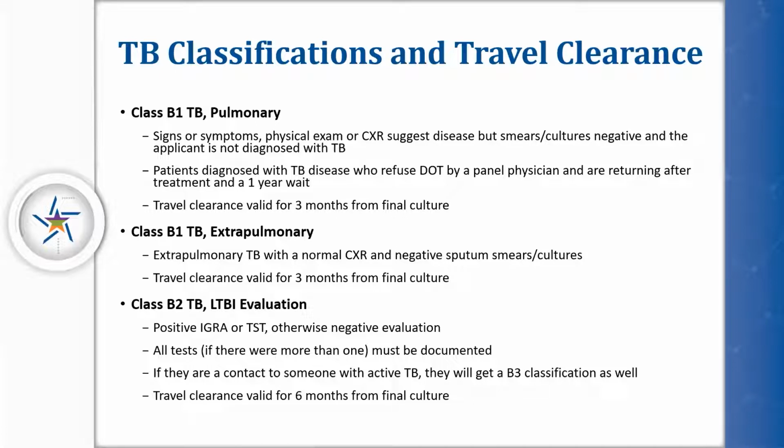Class B1 extrapulmonary, these are individuals with extrapulmonary TB with a normal chest x-ray and negative sputum smears and cultures. Again, travel clearance is valid for 3 months.